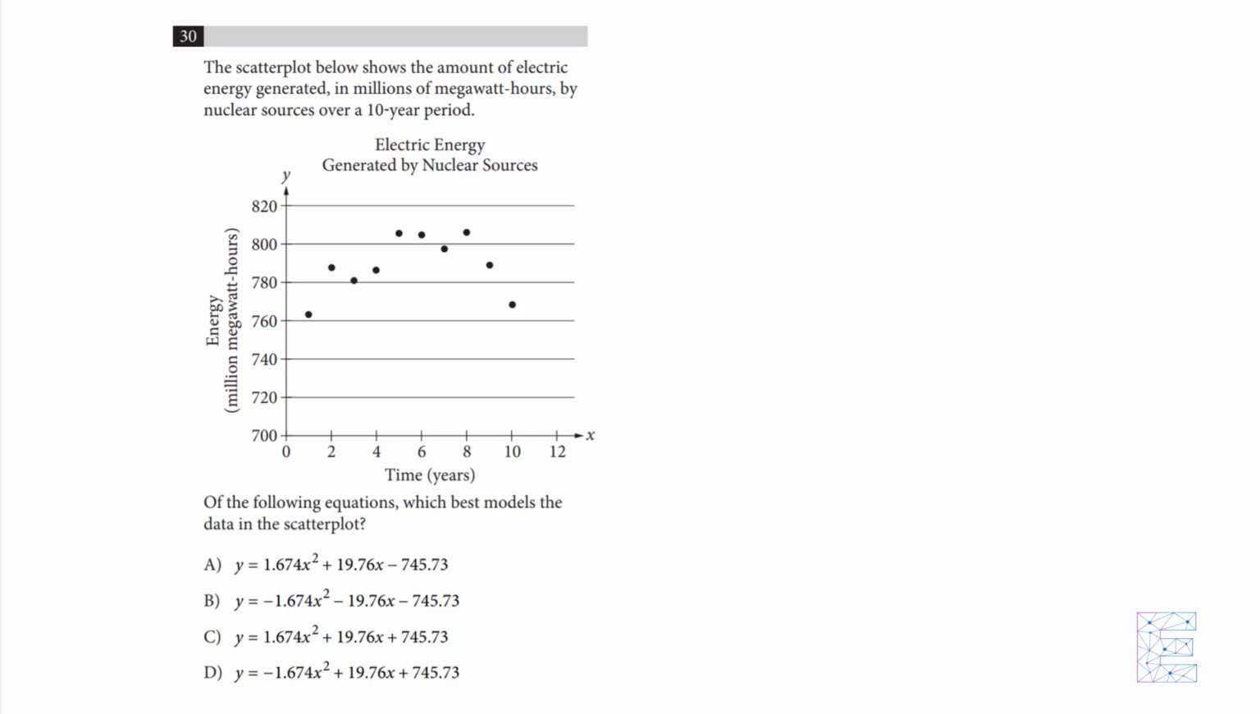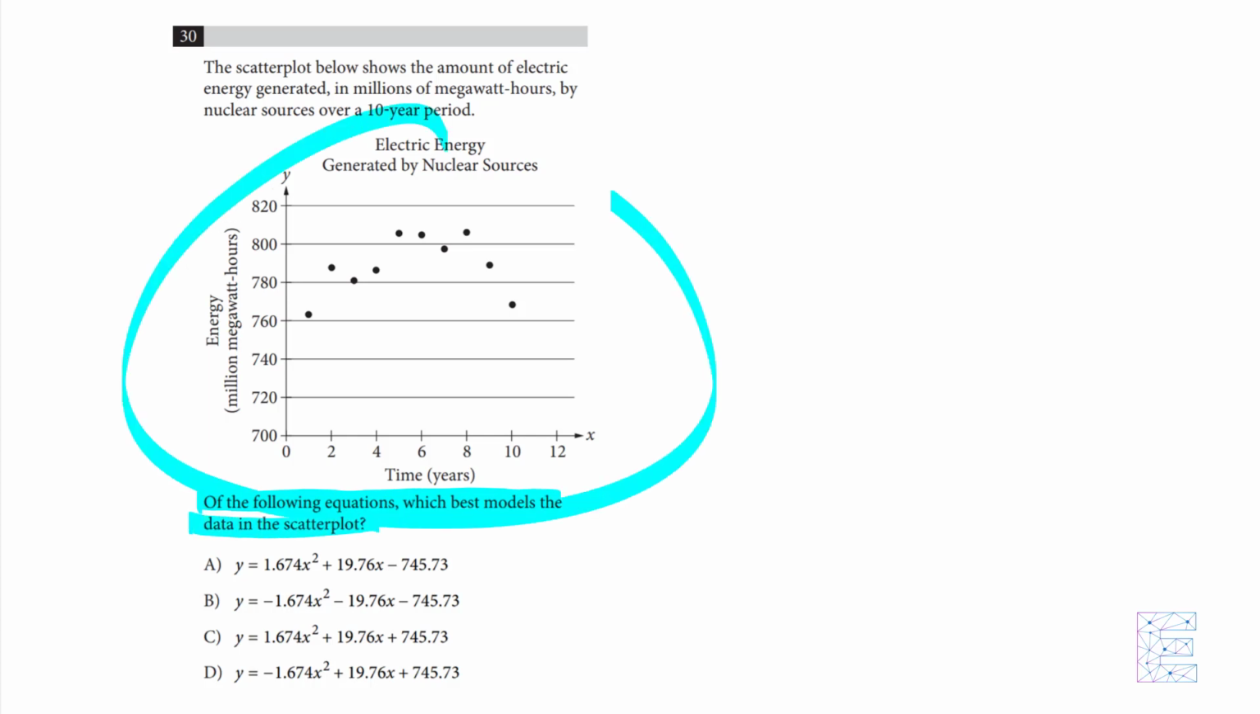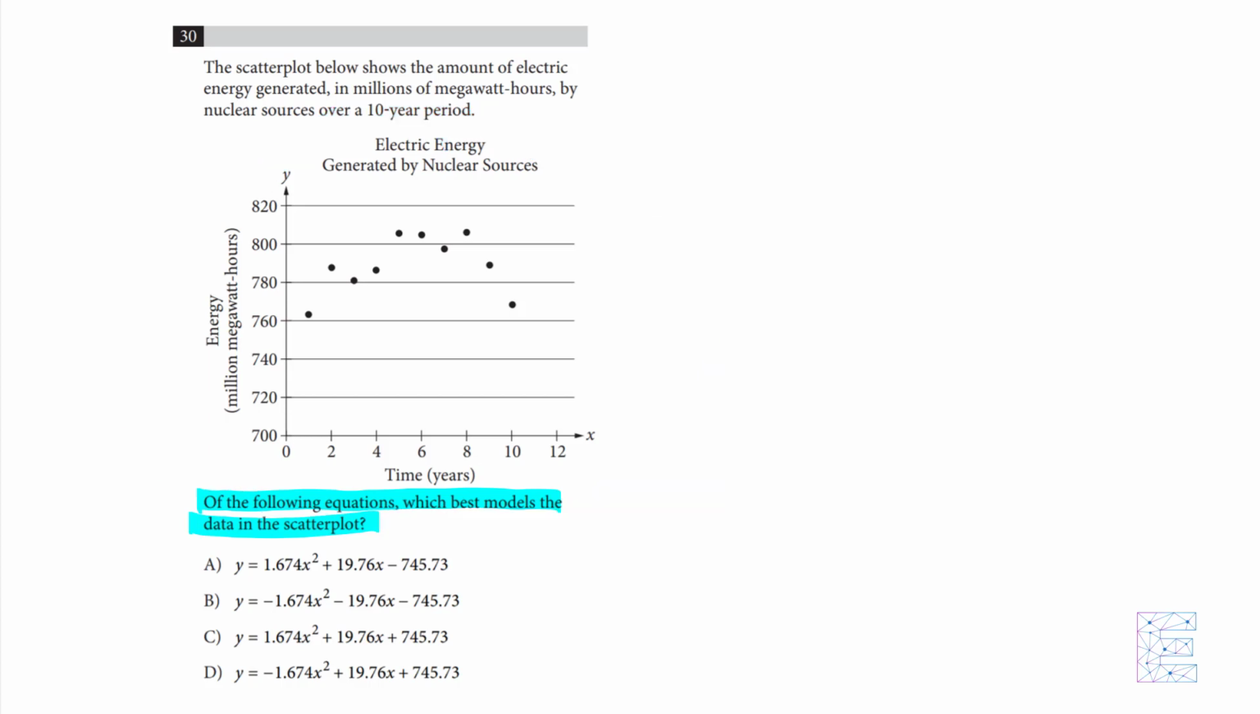The scatter plot below shows the amount of electric energy generated in millions of megawatt hours by nuclear sources over a 10-year period. Of the following equations, which best models the data in the scatter plot? So we're given the scatter plot by this graph over here, and you see that it's not linear.